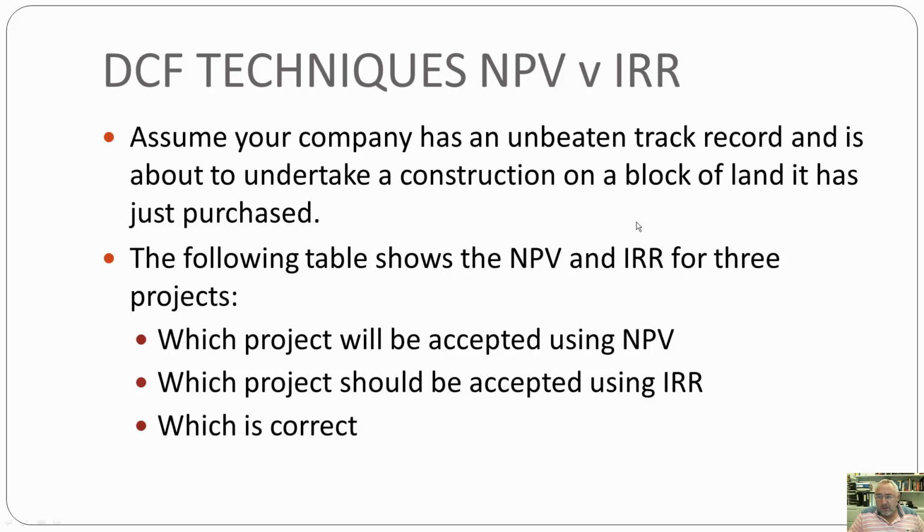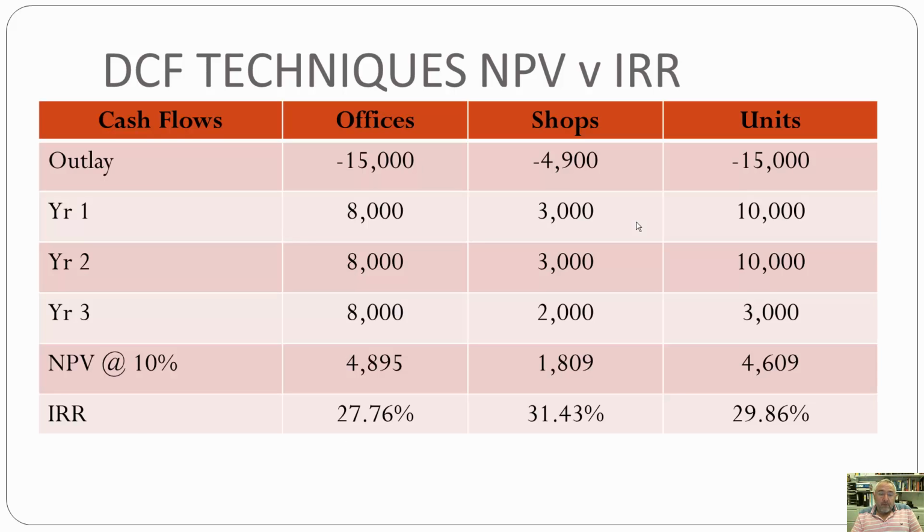Let's assume your company's okay at borrowing, doesn't have a problem, and wants to take an investment. In the following table, we've got 3 projects that are going to give you different answers depending on whether you use net present value or internal rate of return. So let's have a look at the numbers. For each of the projects, we've got an outflow at the beginning, some shops, some units. They're the things that we can potentially invest in, and they're giving us the cash flows in years 1, 2, and 3, as we see there.